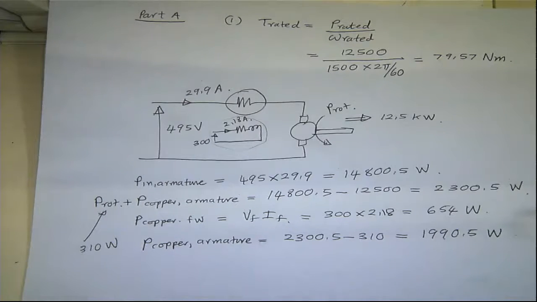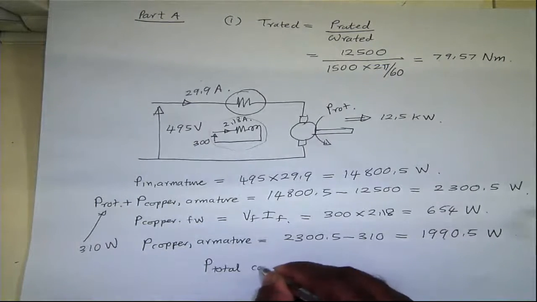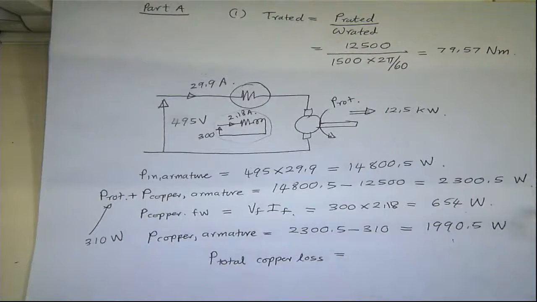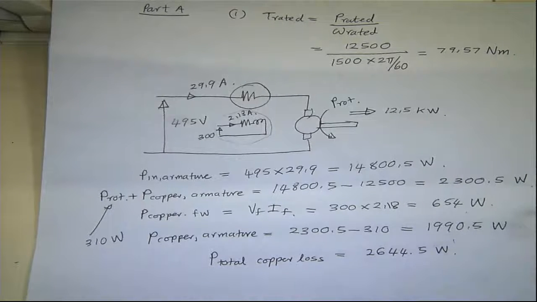So the total copper losses will be the sum of these two. So P total copper losses will be this plus this, which is 2644.5 watt. That's the total copper losses. So that's for part 2, the second part of that.